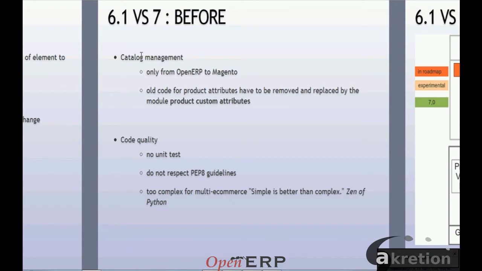Also, for the catalog management, you had only one possibility. It was OpenERP that sent the product to Magento, but you didn't have the possibility to manage your catalog in Magento and then import your products in OpenERP. Also, the project starts to be old. We started in 2009, so now the project is 3 years old, and you have a lot of pieces of code that we want to remove and replace with new modules that we have done later. So for version 7, we had to clean this module.